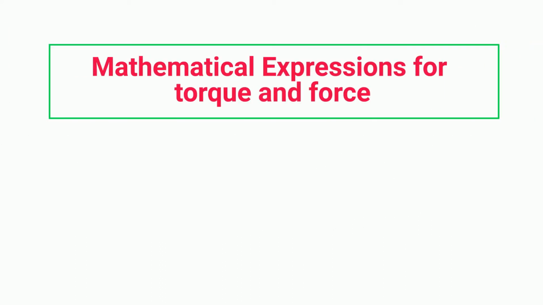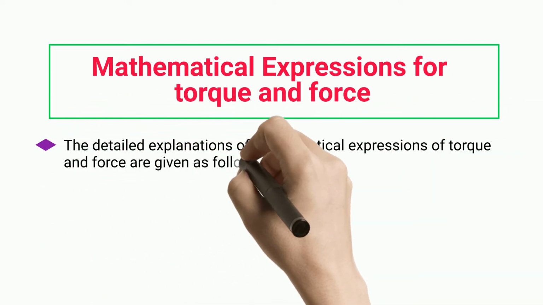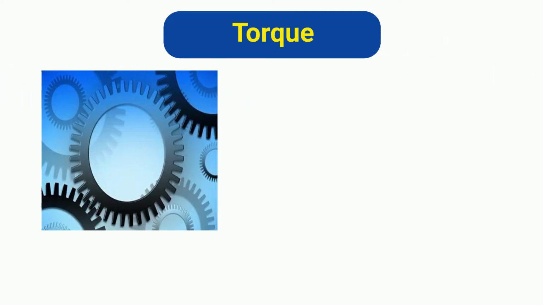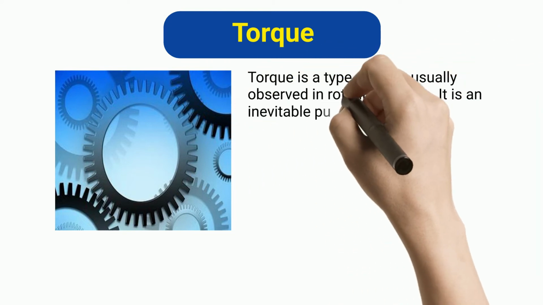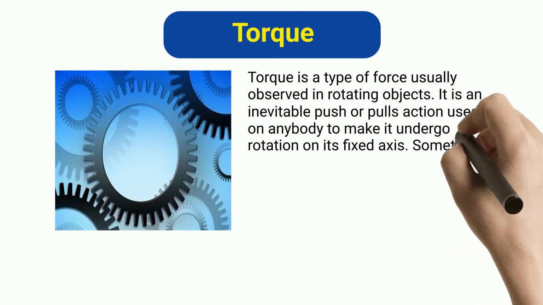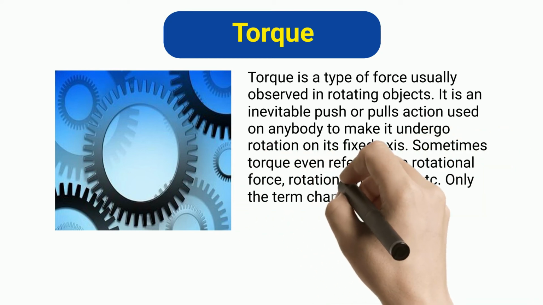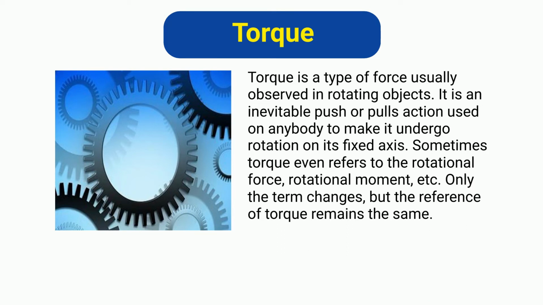Mathematical expressions for torque and force. The detailed explanations of mathematical expressions of torque and force are given as follows. Torque. Torque is a type of force usually observed in rotating objects. It is an inevitable push or pull action used on any body to make it undergo rotation on its fixed axis. Sometimes torque even refers to the rotational force, rotational moment, etc. Only the term changes, but the reference of torque remains the same.